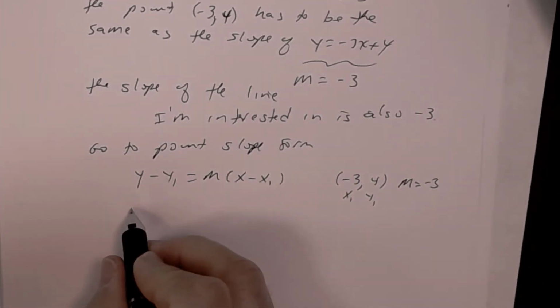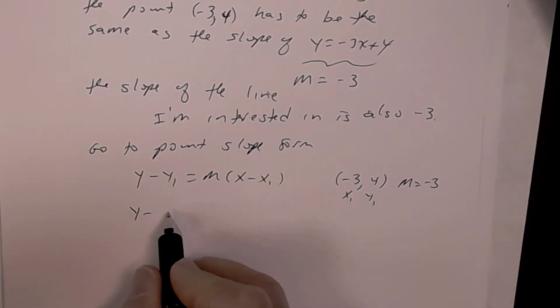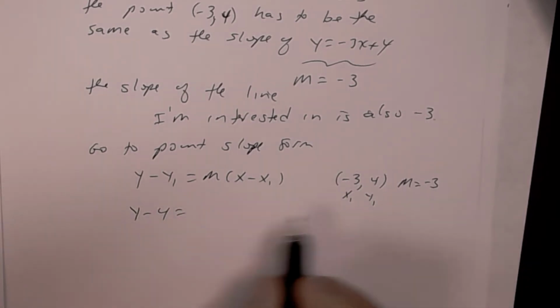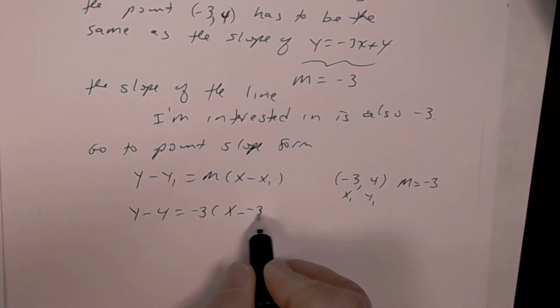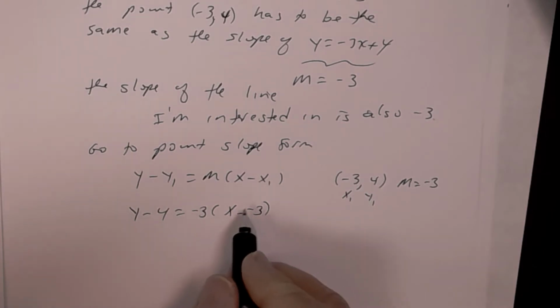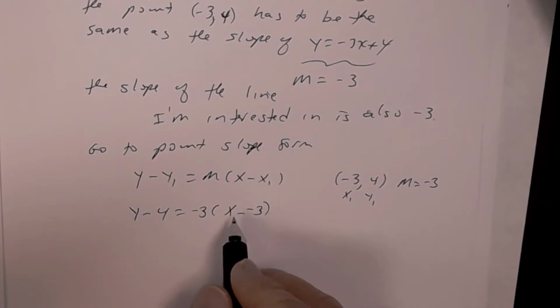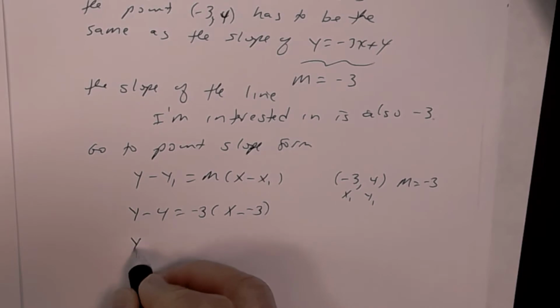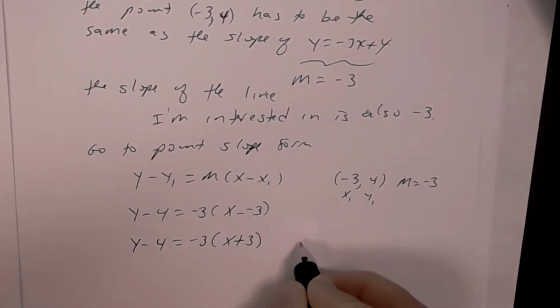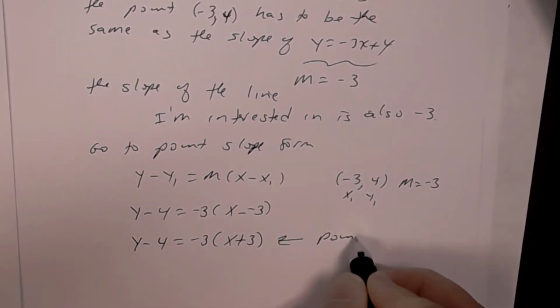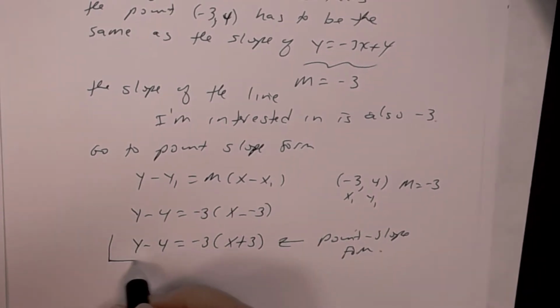All right, so here's what happens. So y minus y1, which is 4, equals the slope, which is negative 3, times x minus x1, which is negative 3. All right, now you gotta listen carefully. You want to make sure you use some of the algebra skills you know. So you know that x subtract the negative 3 means x plus 3, and so that's how you want to write this. So y minus 4 equals negative 3 times x plus 3. And so this is point slope form. Okay, so that's part of your answer right here.